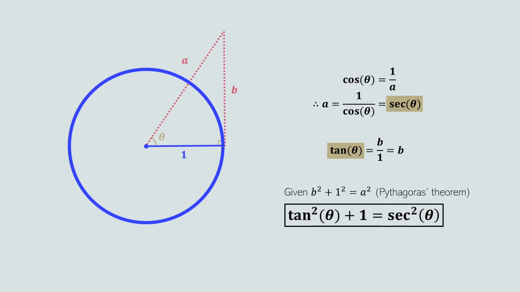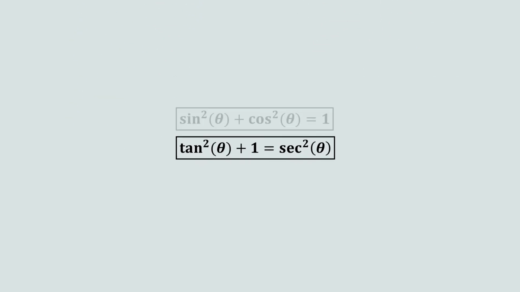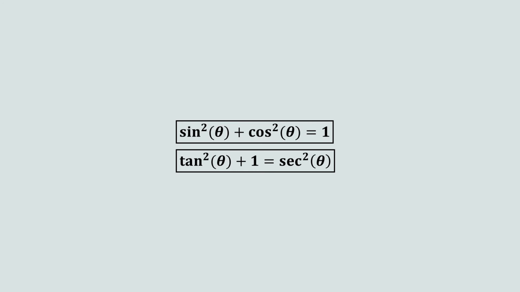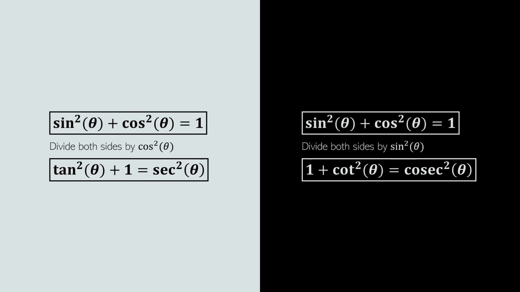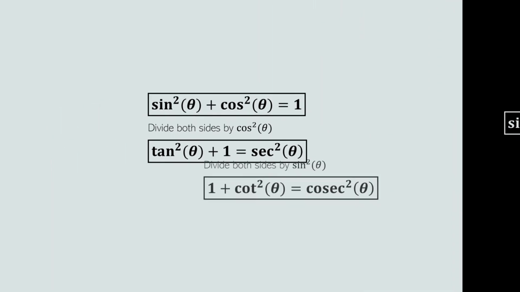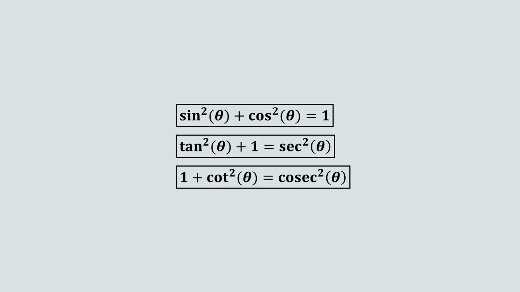We mentioned before that this identity can be derived from sine theta squared plus cosine theta squared equals 1 by dividing both sides by cosine theta squared. The final identity can also be derived from sine theta squared plus cosine theta squared equals 1 by dividing both sides by sine theta squared. Therefore we get 1 plus cotangent theta squared equals cosecant theta squared. And these are the three trigonometric Pythagorean identities.